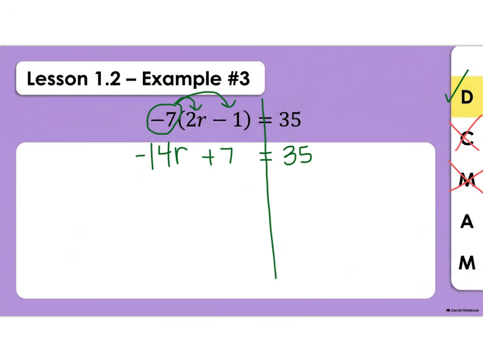And then next is to move constants to the other side. Since my one variable is over here already, that means I have to move my constant to the right. The only constant I have on the left is 7, so I need to move 7 to the right. The only way to move it is to subtract 7 from both sides. Once I do that, these 7s will cancel out, and I'm left with negative 14r.